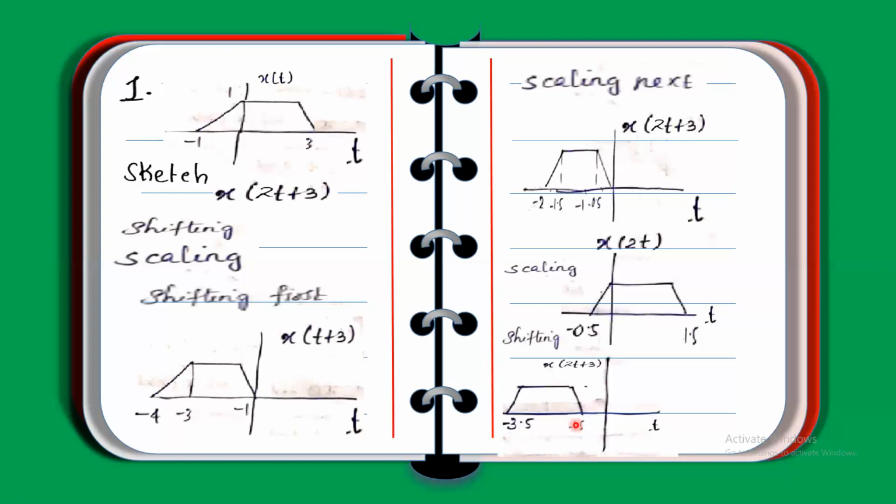We can see that the final answer we obtained in this case and in the first case, they are different. The signal is spreading between minus 2 to 0. This is spreading between minus 3.5 to minus 1.5. We are not getting the same answer if the order was changed. We have already learned, as per precedence rule, the allowed operation is shifting first and scaling next. So this is the correct answer. If given a signal x of t and we are asked to plot x of 2t plus 3, this is the correct answer, not this one.